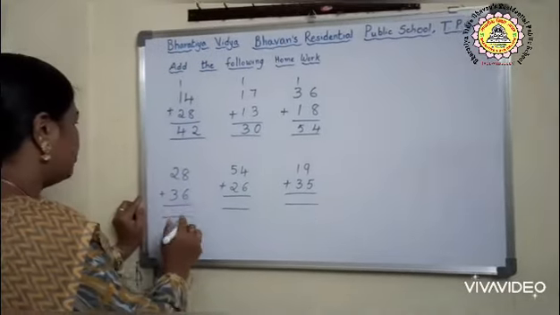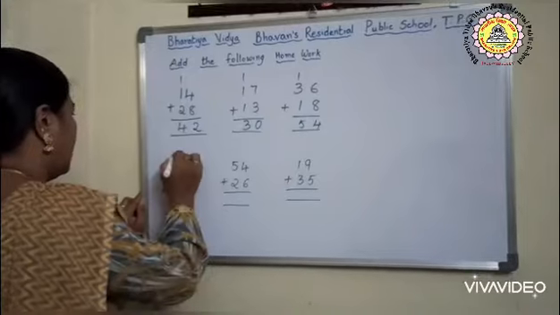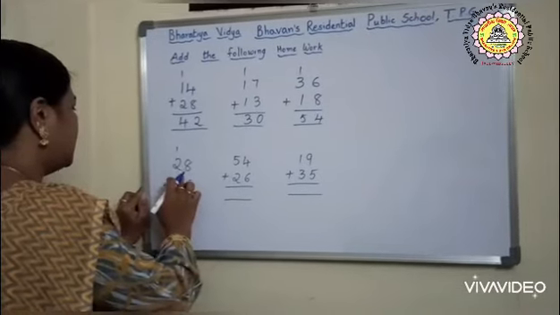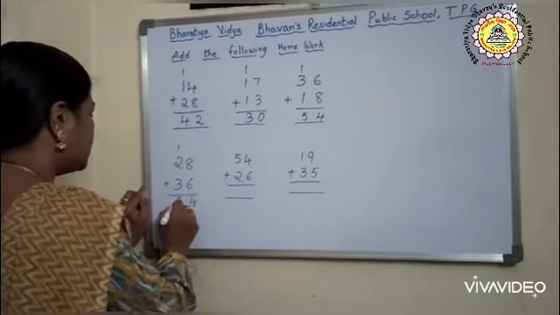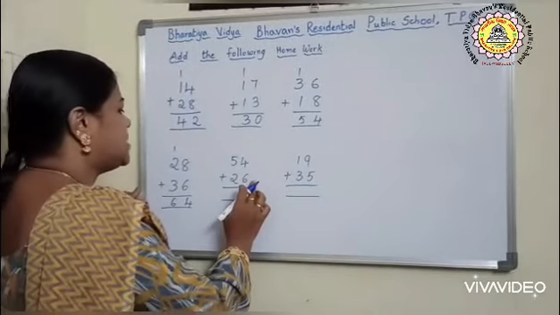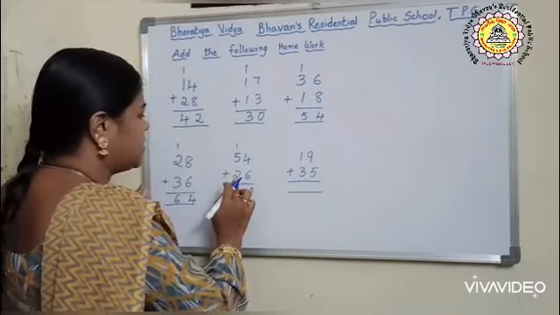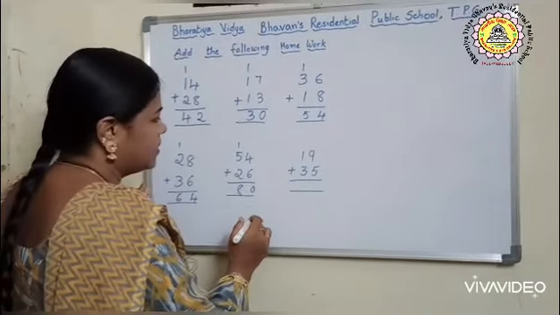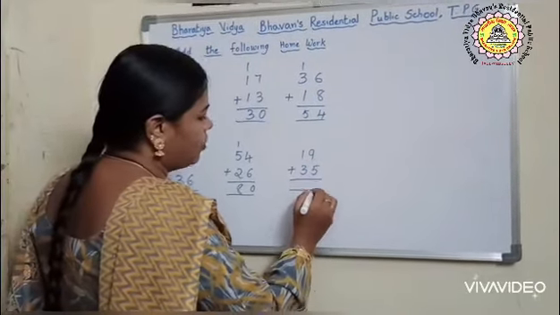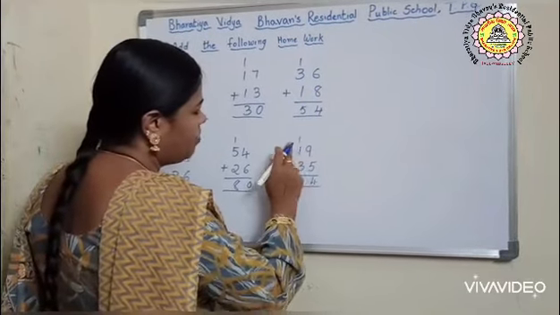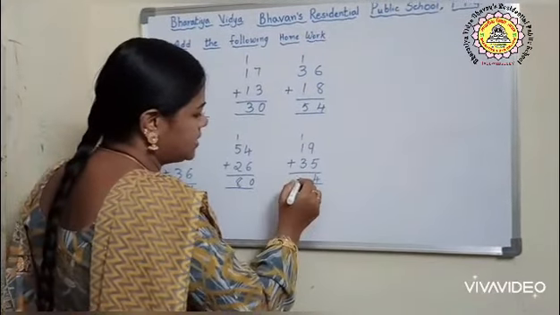8 plus 6 is 14. 1 plus 2 is 3, 3 plus 3 is equal to 6. 4 plus 6 is equal to 10. 5 plus 1 is 6, 6 plus 2 is 8. 9 plus 5 is 14. 1 plus 1 is 2, 2 plus 3 is 5.